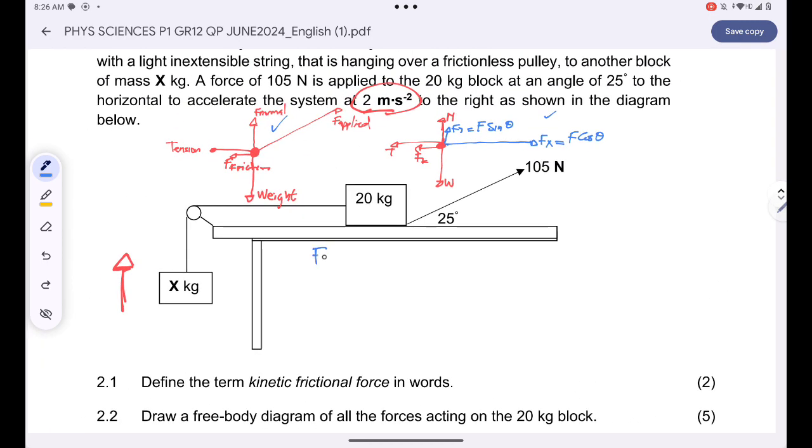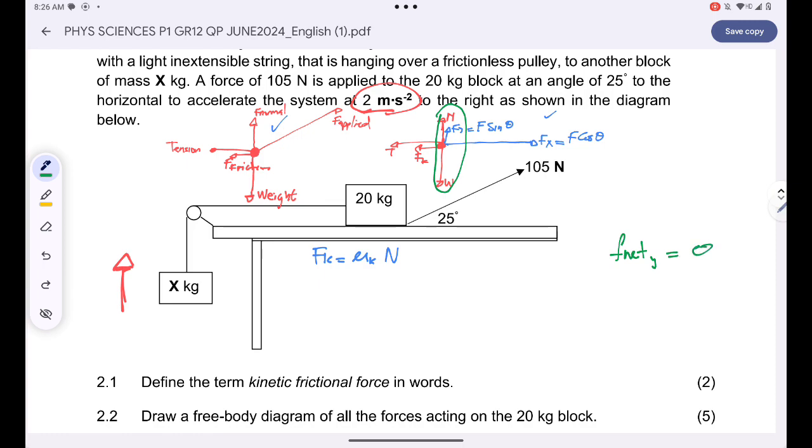I know that my kinetic friction is equal to the coefficient multiplied by the normal force, right? But my system is accelerating to the right. This simply means that there is no vertical acceleration. So I can conclude that F net in the vertical dimension is 0.